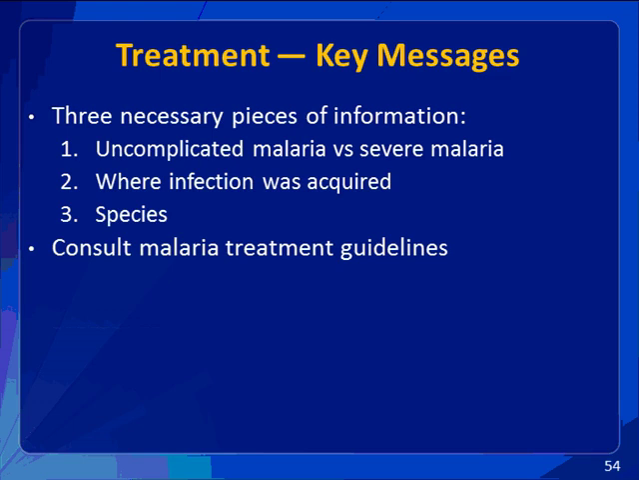Again, to recap the key messages regarding treatment on slide 54. 3 pieces of information are necessary to make appropriate treatment decisions. First, whether the malaria is uncomplicated or severe. Next, where the infection was acquired. And third, the species of malaria. With this information, the CDC malaria treatment guidelines should be consulted to make the appropriate decision.